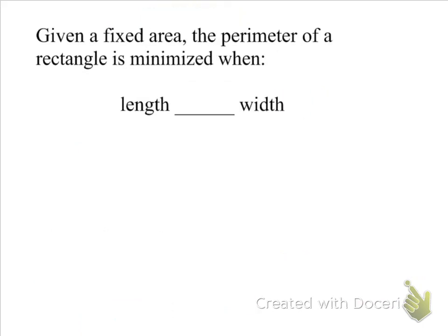Alright, let's move on to the next example. If you have a fixed area, and this time we want to minimize the perimeter, once again the optimal shape will be a square, so the length equals the width. You get that square shape. All sides are equal to each other, so you have a square.